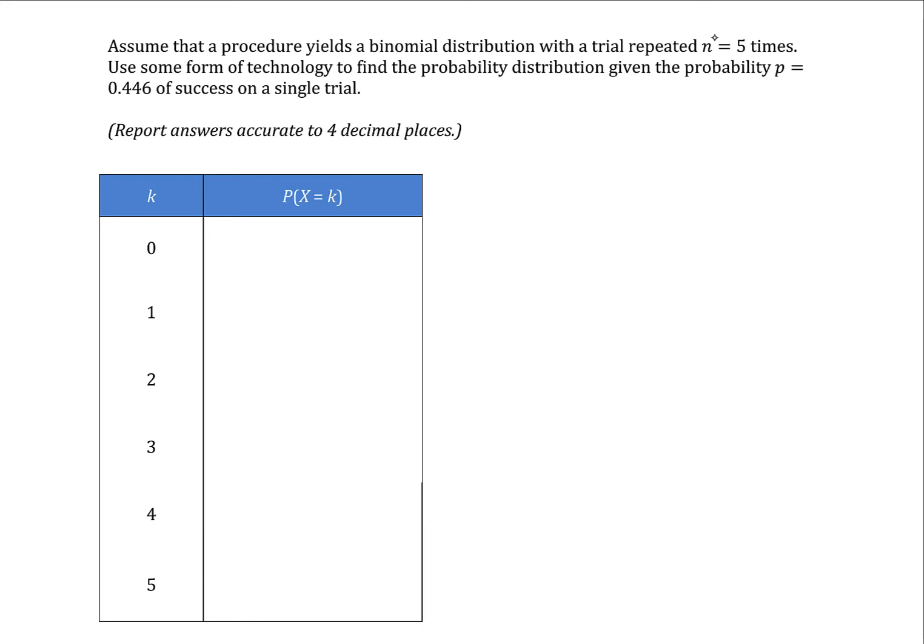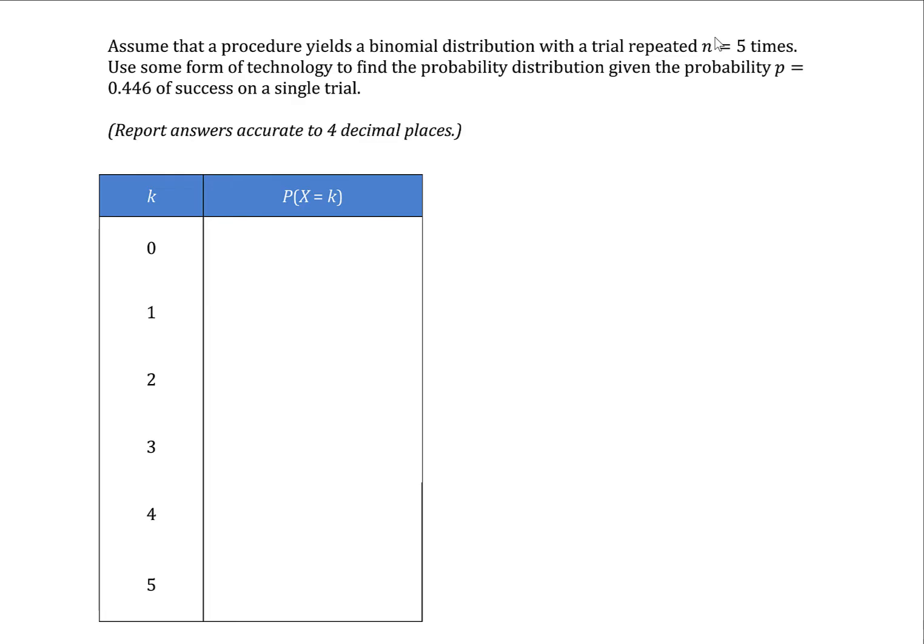Assume that a procedure yields a binomial distribution with a trial repeated n equals 5 times. Use some form of technology to find the probability distribution given the probability p equals 0.446 of success on a single trial. Report answers accurate to 4 decimal places.